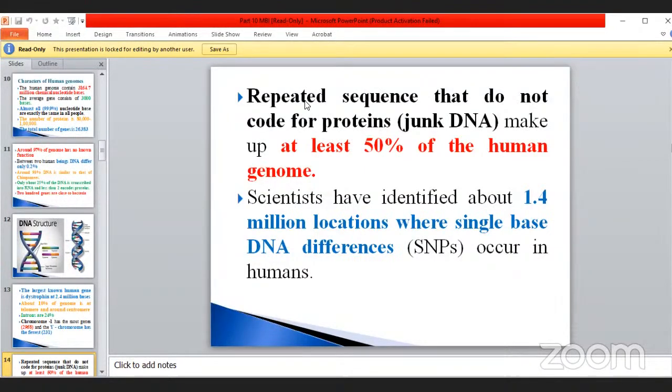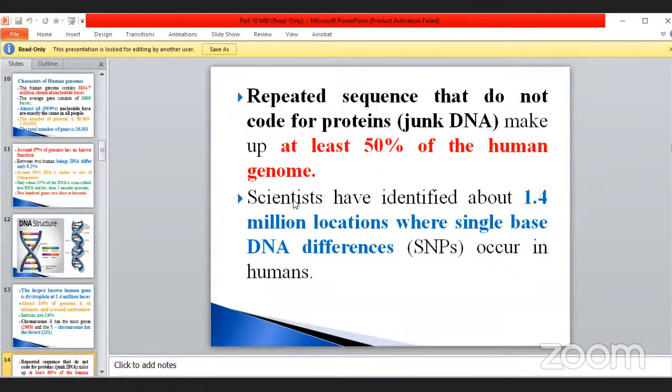Repeated means, I already told you. Take, for example, the first codon, the first number, AUG. And take the second, the fifth one is AUG, the 10th one is AUG, and likewise it is repeated again and again. How much percentage? 50% of the human genome is repeated, also called junk DNA.